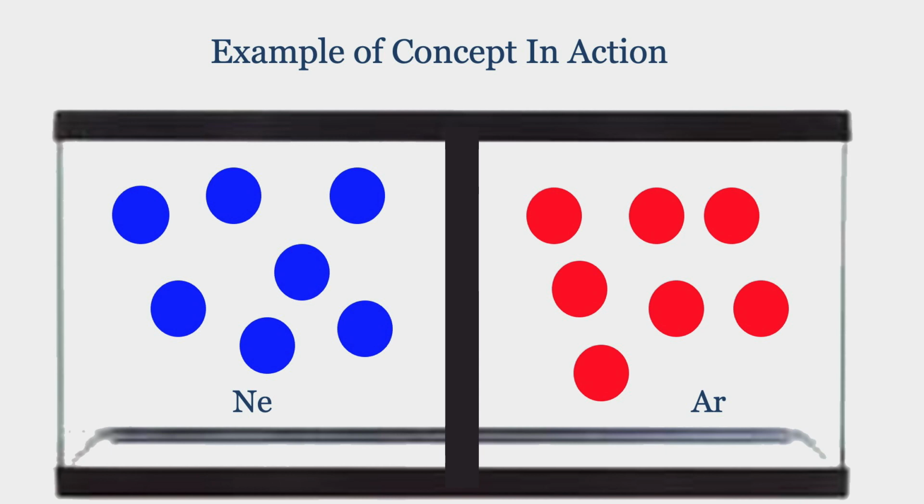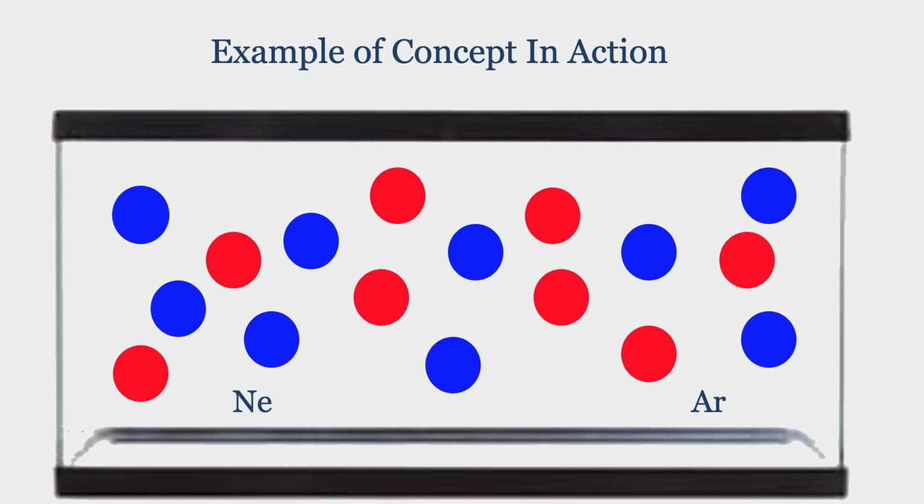Represented by the blue dots are gas particles of the element neon. Separated by a divider are the red dots representing gas particles of the element argon. Now, if we were to remove this divider, we can see that the neon particles and argon gas particles mix together, making a homogeneous mixture.